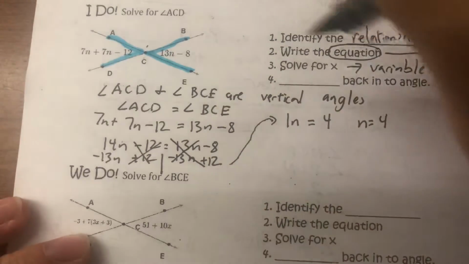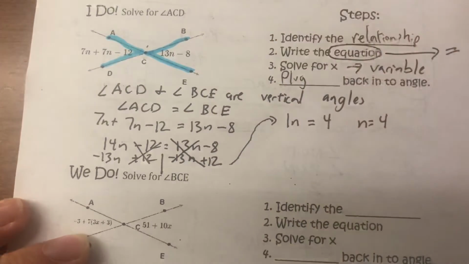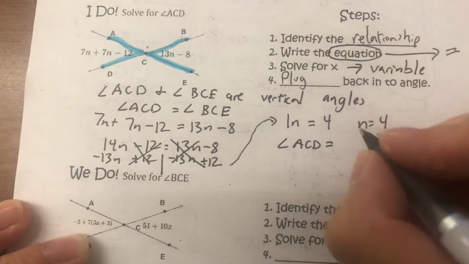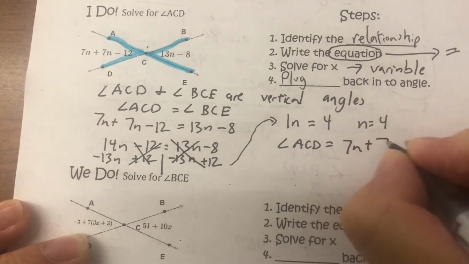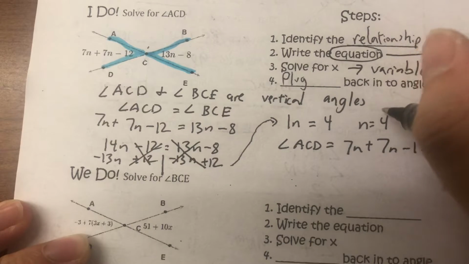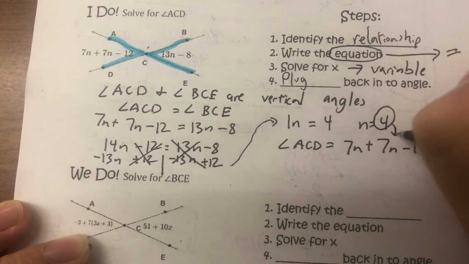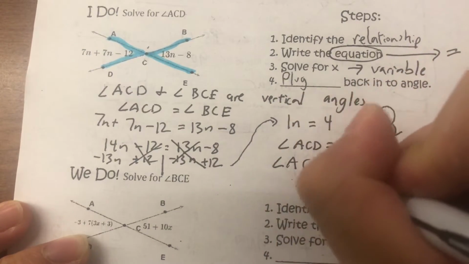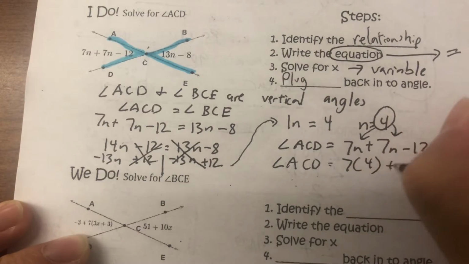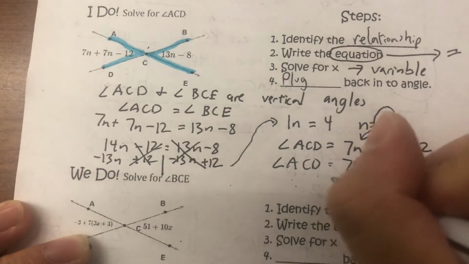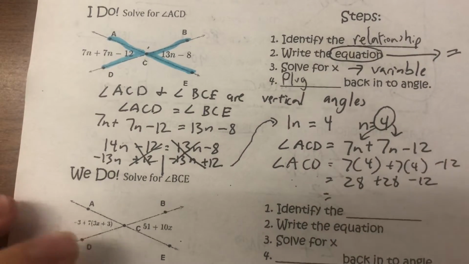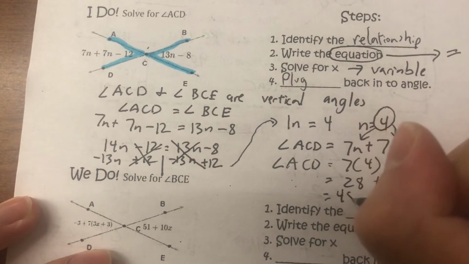So my last step is to plug it back into the variable. I'm looking for ACD. Angle ACD is equal to 7n plus 7n minus 12. But I know that n is equal to 4, so I'm going to substitute this in. And I get angle ACD is equal to 7(4) plus 7(4) minus 12. 28 plus 28 minus 12. Using a calculator, that gives me 56. 56 minus 12 is 48 degrees.